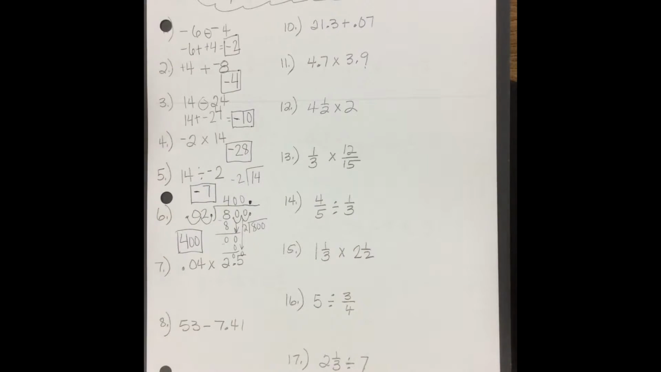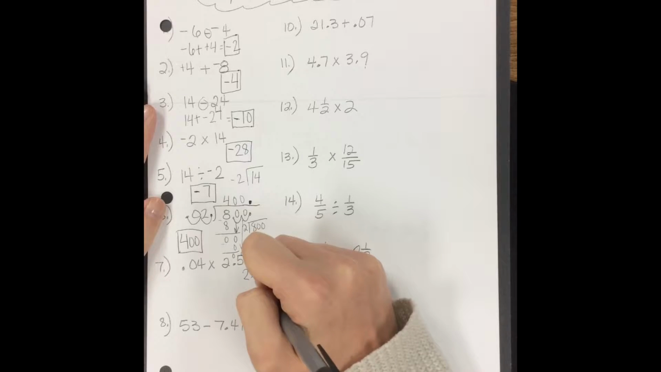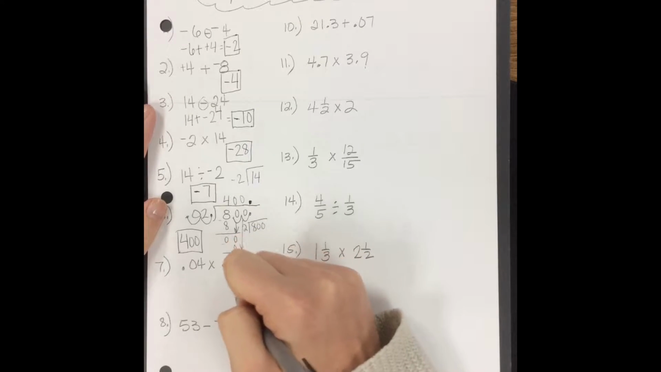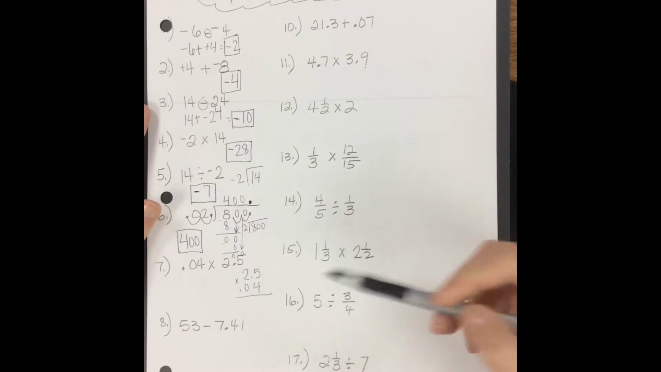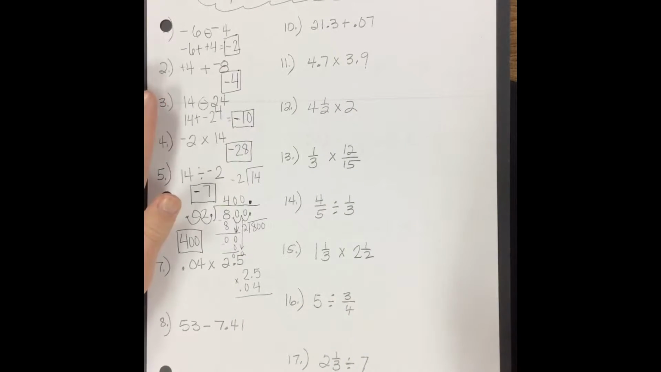Okay, all right, 0.04 times 2.5. So I'm multiplying two numbers with decimals. I do not have to line up my decimals when I am multiplying. Only line up your decimals when you are adding or subtracting. When you're multiplying, you do not have to line up the decimals. So let's go ahead and multiply like normal.